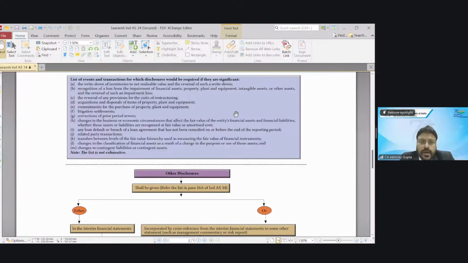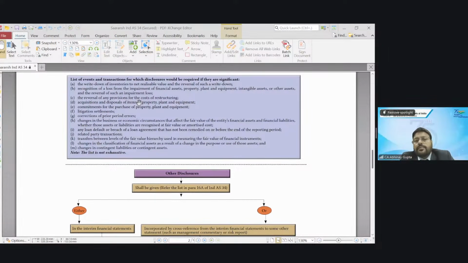For example, write down of inventories to NRV. If you are writing down any of your inventory during the quarter to NRV from the cost, and you are booking that loss in your P&L, are you supposed to make a disclosure around that so that users will understand why exactly this write down has happened? What led to this write down on your inventory? Yes, because this is an important item then.